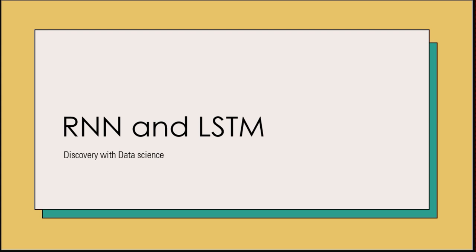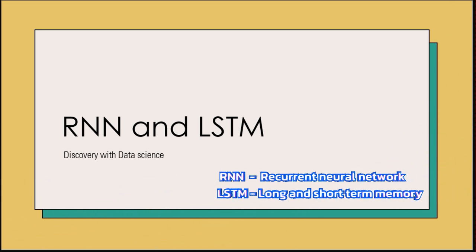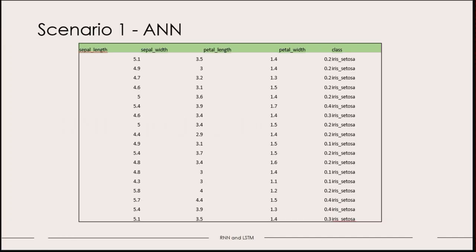In the last video we discussed artificial neural network, or simple neural network. In this video we are going to discuss advanced implementations of neural network, which are RNN and LSTM. RNN stands for recurrent neural network and LSTM stands for long short term memory. To understand the concept of RNN and LSTM, let's consider three different scenarios.